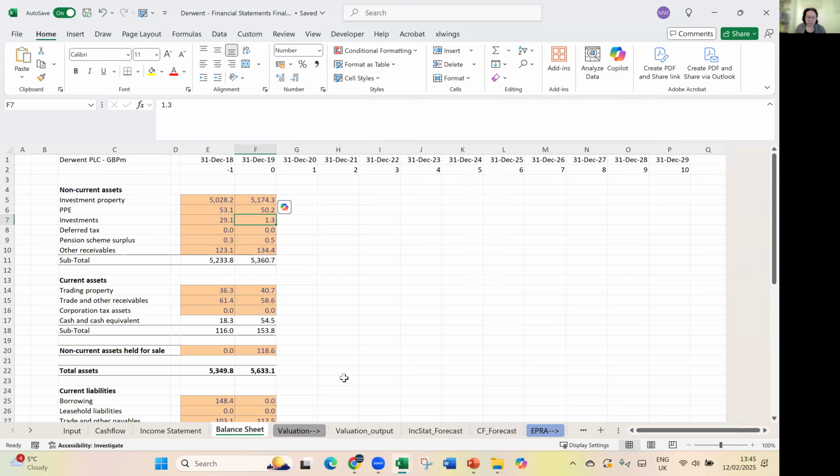And then you have the balance sheet as well. Again, the balance sheet for a property company is pretty much based on your investment property. So here in this company, Derwent, investment property is what they do for a living, right? They invest in properties, but they also have the PPE side, and the PPE probably is their headquarters, the building from where they operate.